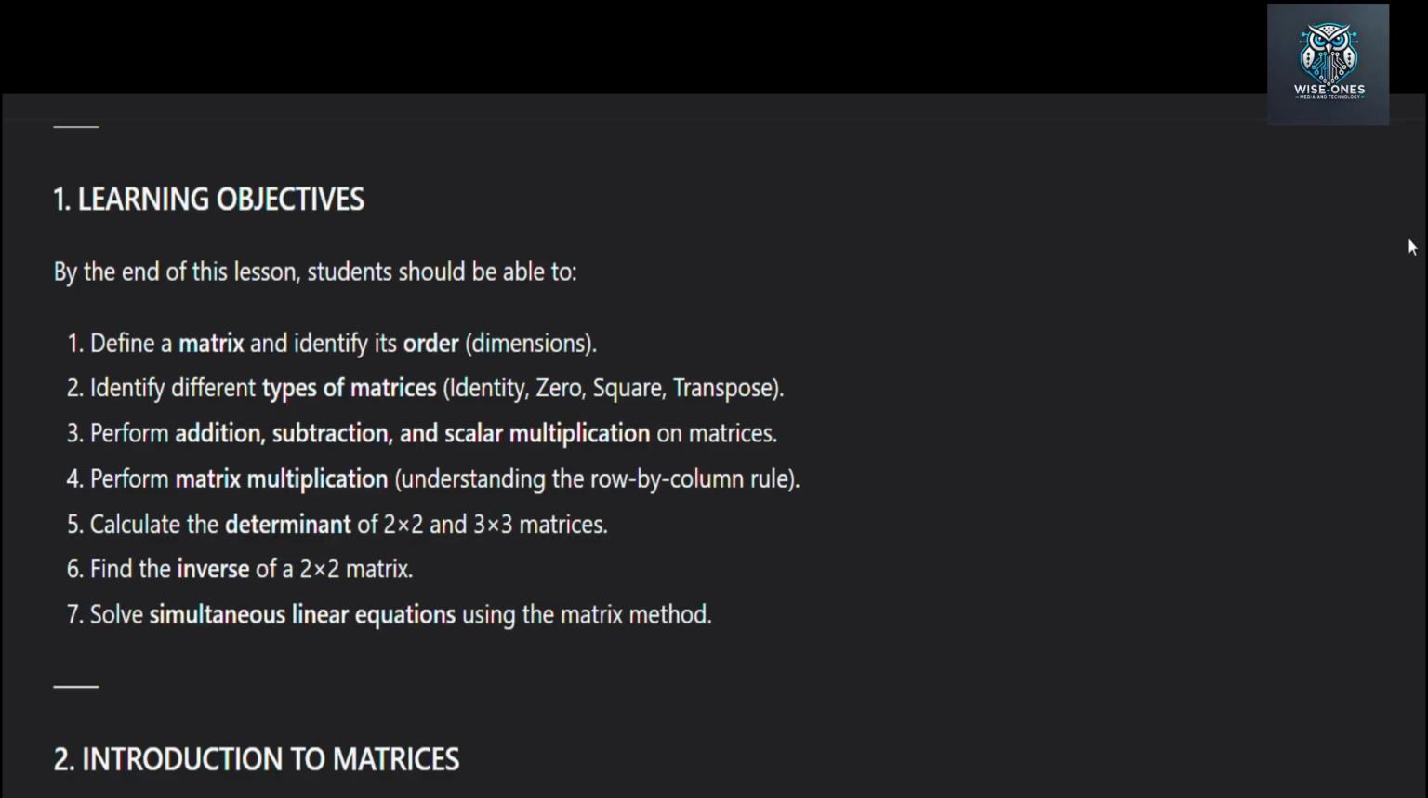Let us look at what we want to achieve by the end of this lesson. These are our learning objectives. By the time we finish, you should be able to define a matrix and identify its order, which means its dimensions. You will learn how to identify different types of matrices like identity, zero, square, and transpose. You will learn how to perform addition, subtraction, and scalar multiplication on matrices. You will learn how to perform matrix multiplication, and we will spend extra time on this because it is very important. You will learn how to calculate the determinant of 2 by 2 and 3 by 3 matrices.